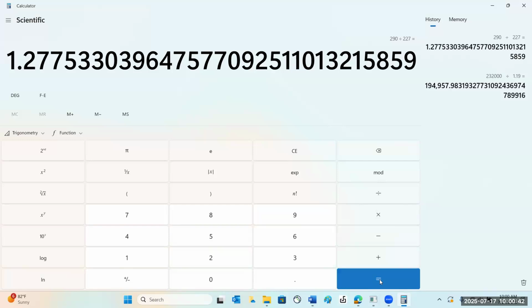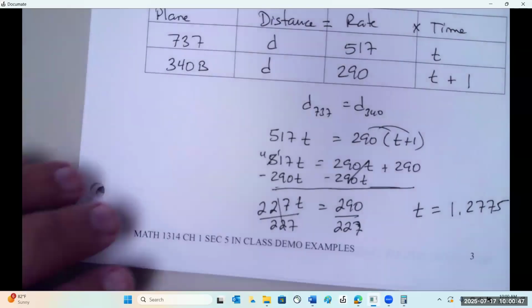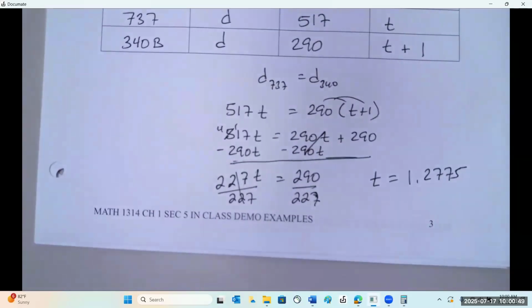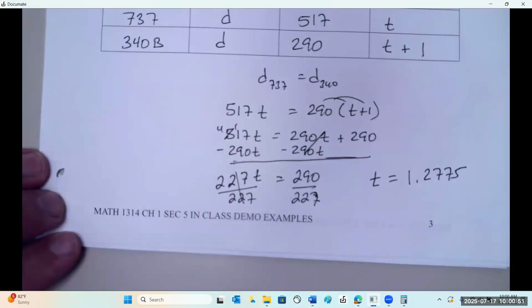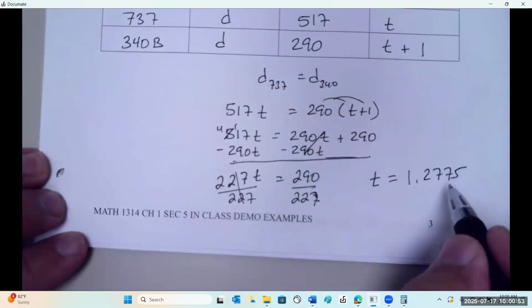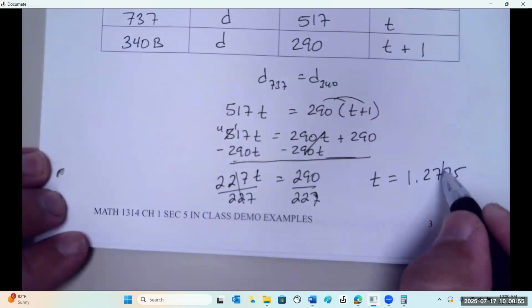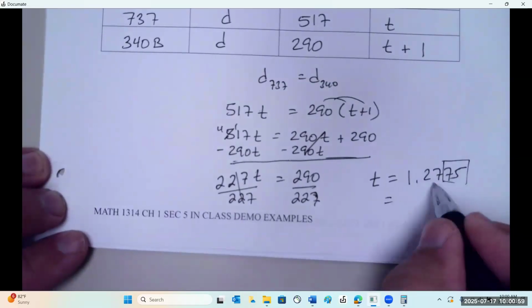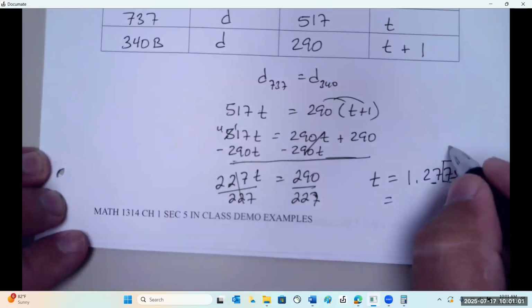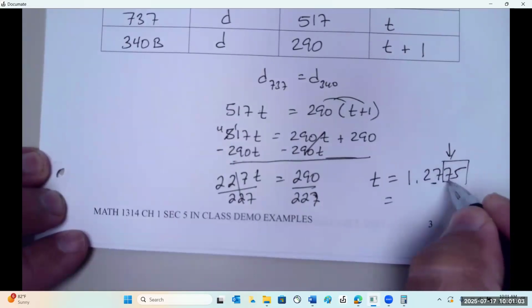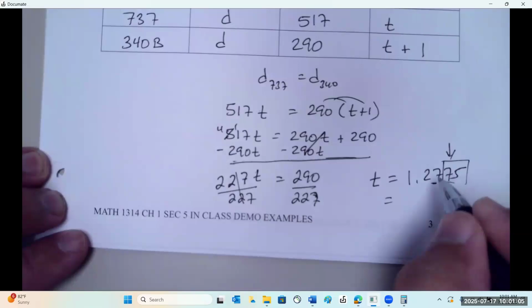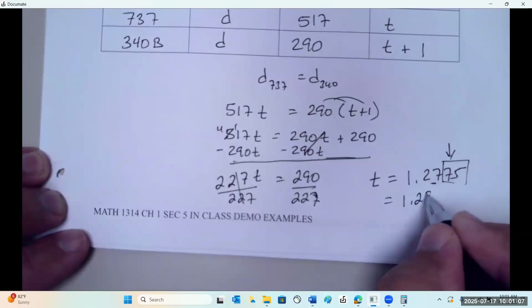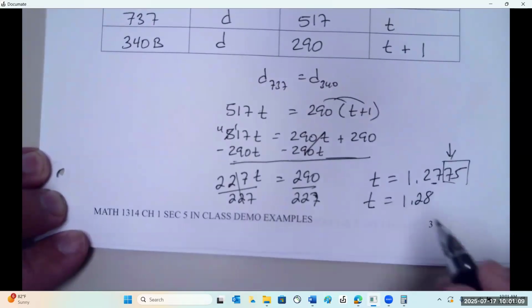1.2775. Since we're dealing with times, we have minutes and seconds. Let's round it to the second decimal place. So we look at the third number. Since that's greater than 5, we round up that number.